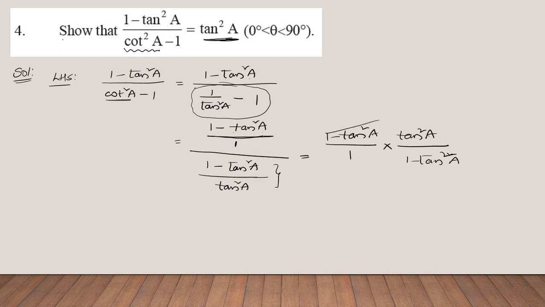Here the numerator 1 minus tan square a and the denominator 1 minus tan square a get cancelled. Finally I am left with tan square a divided by 1, which I can write as tan square a, which is nothing but my required RHS.